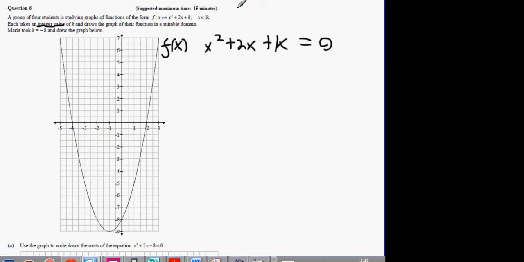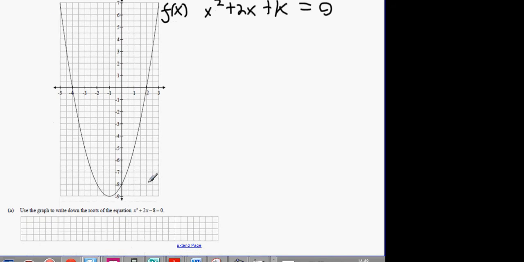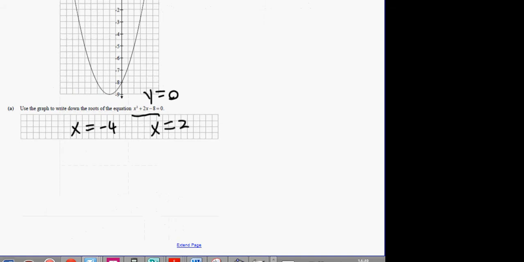Maria took -8 and drew the graph below. Use the graph to write down the roots of the equation x squared plus 2x minus 8 equals 0. This equation is y equals 0. For what x values is y equal to 0? Anybody? -4, 2. Well done. x equals -4, x equals 2. Moving on, next question.